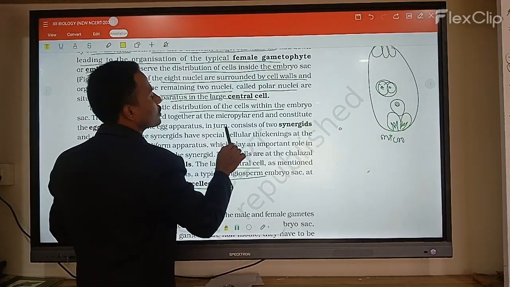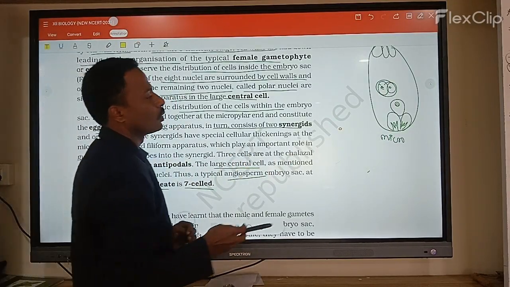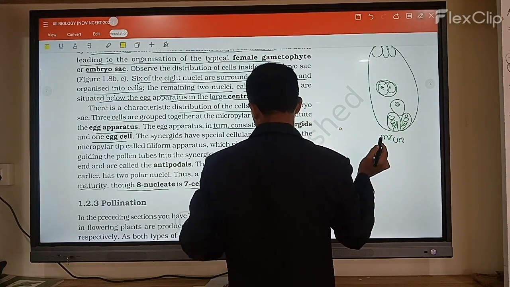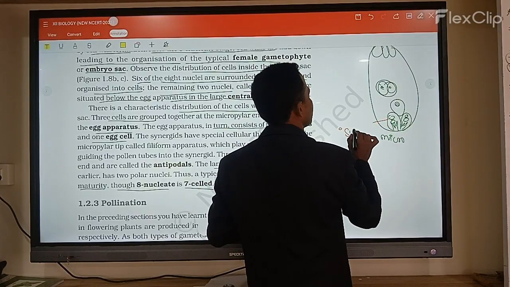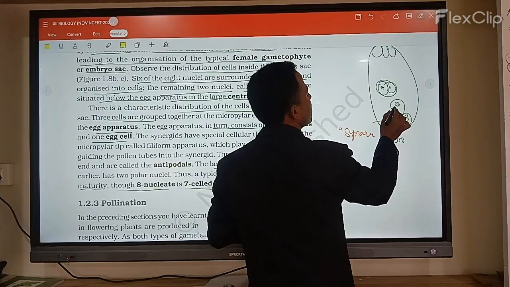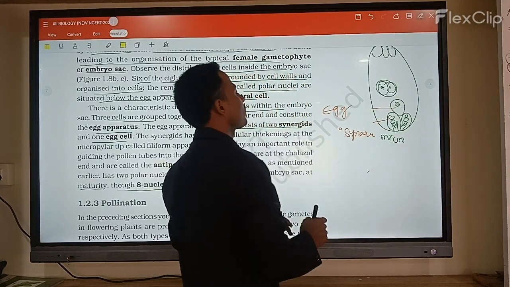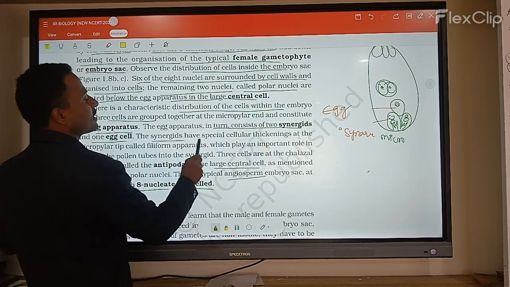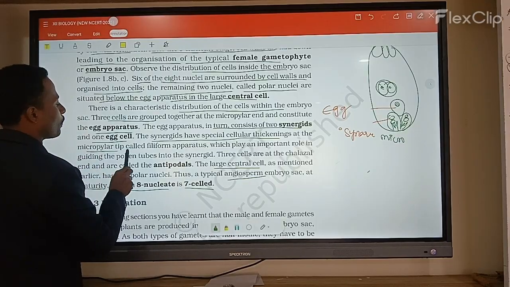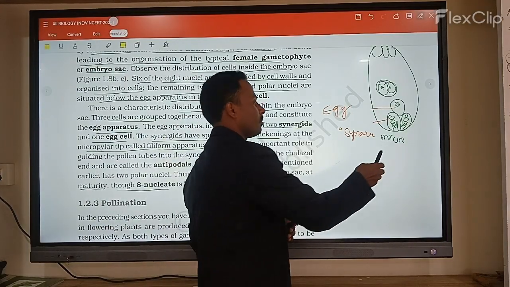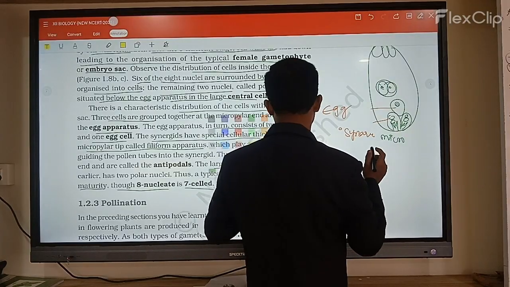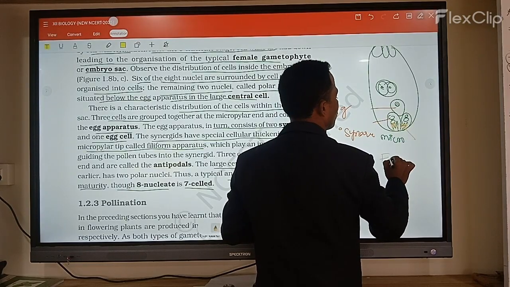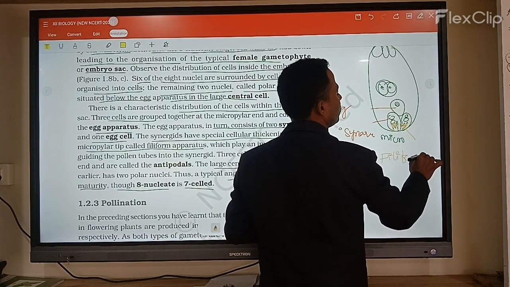The egg apparatus consists of two synergid cells and one egg cell. These two cells are called synergid cells, and this one is called the egg cell. The synergid cells have spherical cellular thickenings at the micropylar tip, called the filiform apparatus. When you observe, some finger-like projections are noticed. These are called the filiform apparatus.